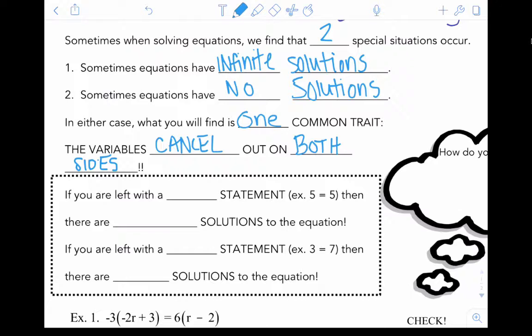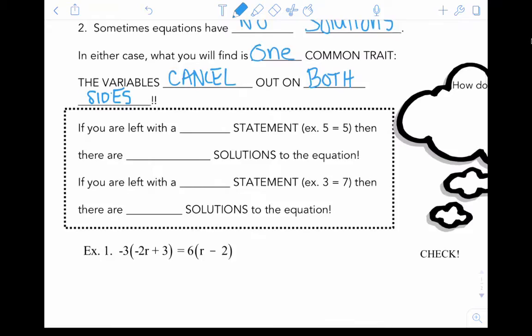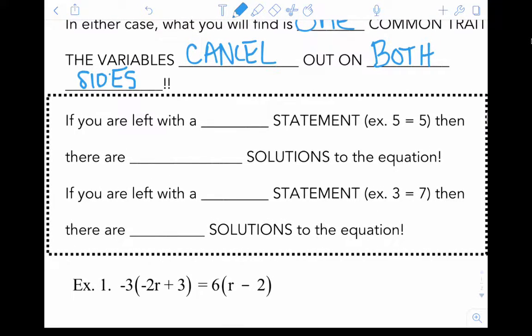So then what is that going to leave us with? Well, if all of our variables are gone, we're just going to be left with some numbers. And so this is where we get the two situations. One common thing happens, our variable goes away, and then we're left with two possibilities. Our first possibility is that we have a true statement. We have a statement like 5 equals 5. Well, that's something that's always true. No matter what, no matter where, no matter when, that's always going to be true. If that's the case, then we're going to have infinite solutions.